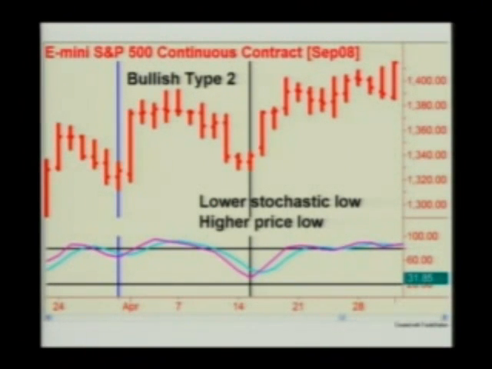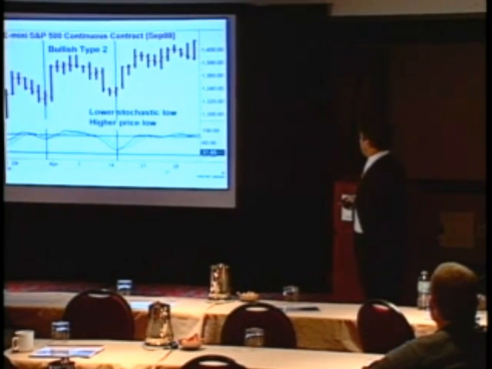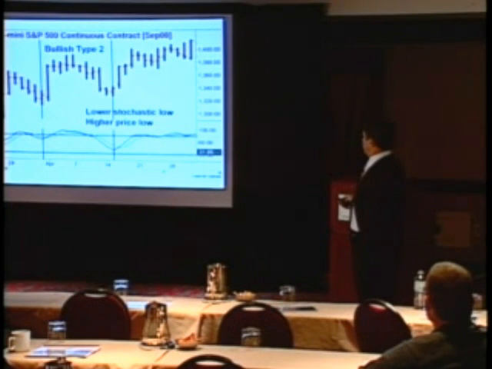In this case, we have a stochastic swing low and a price low. Over here, we have a higher price low. However, we have a lower stochastic low. And we get the buy signal. So the bullish price pattern remains intact. However, we have a lower stochastic low. We get the buy signal when the faster K line crosses over the D line. And we would risk below this low.